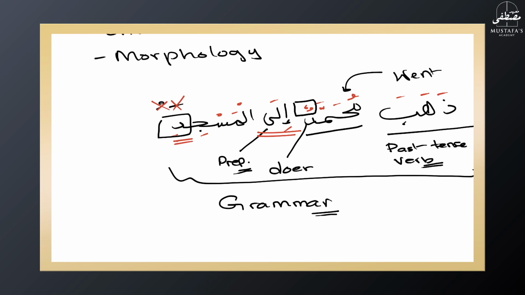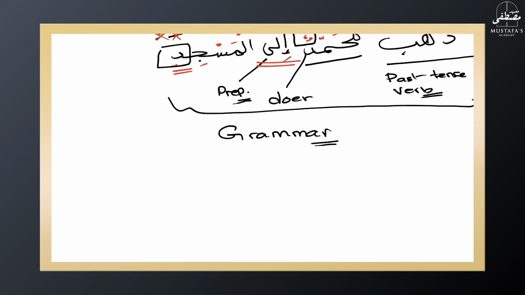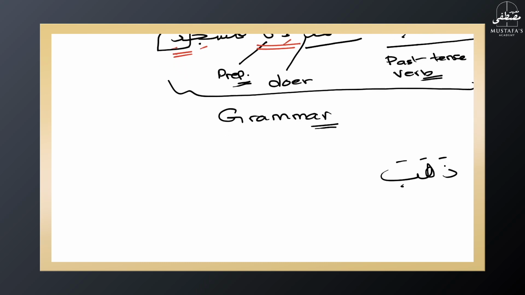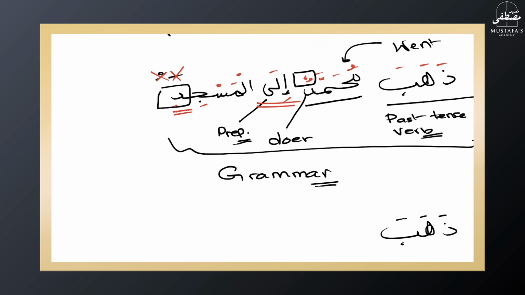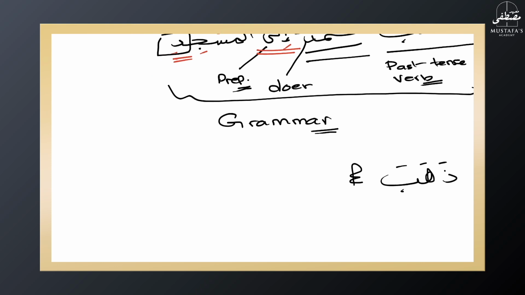Now, something that we want to look into. Okay, if that's grammar, where does morphology fit in? Simple question. This is what I want you to understand. Look, morphology fits in, for example, when it comes to the word dhahaba. Look at the word dhahaba. We said up there, dhahaba Muhammadun. We said Muhammad. I'm going to write it like this. Okay? Muhammadun.